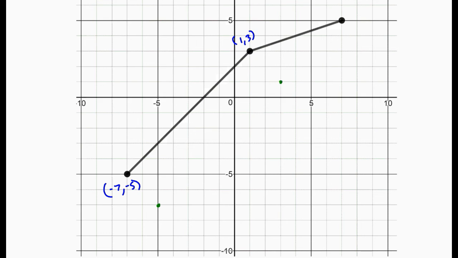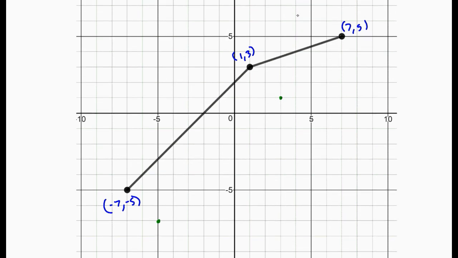And finally, this is the point (7, 5). It's over 7, up 5. So the inverse is (5, 7). Need to scroll up a little there. Inverse is (5, 7). So the inverse is this function here. Notice how the inverse is the reflection over the line y equals x.